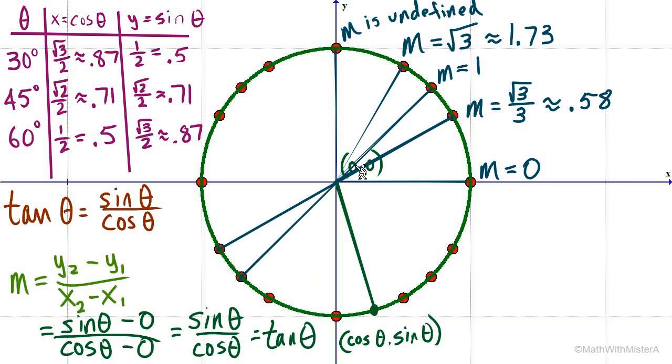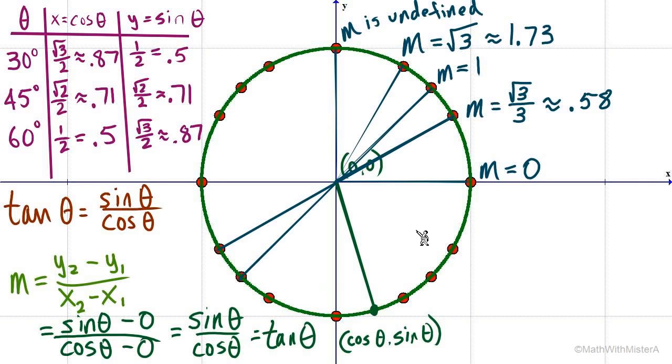Slope of 1 at 45 degrees, so all the way back here at 225, it still has slope of 1. And here at 60 degrees, the slope is radical 3. Follow it all the way through the origin down here to 240 degrees would also have a slope of radical 3. Now what about quadrants 2 and 4?